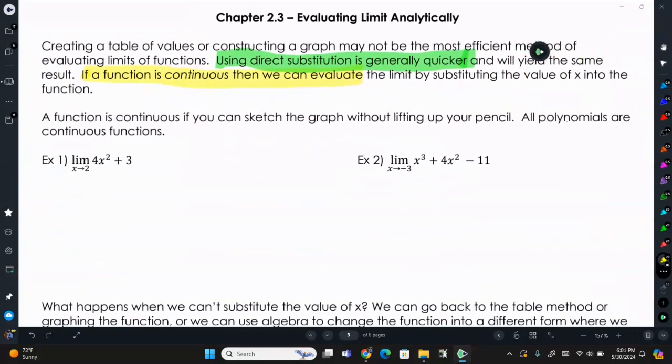Now, I've just said the word continuous a few times, and a continuous function or a continuous interval means that you can sketch it without lifting up your pencil. All polynomials are continuous functions. So example 1, 4x squared plus 3, we know that's a quadratic, so the graph is a parabola, and we know that we can draw that without lifting up our pencil, so that is always continuous.